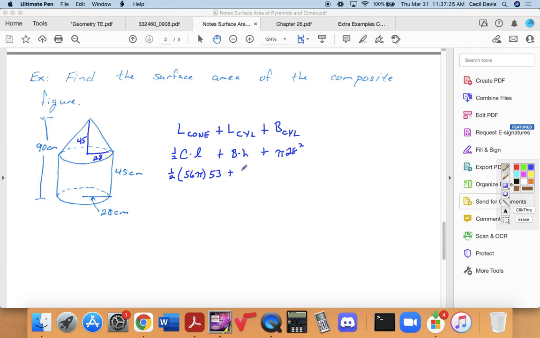Plus, the area of the base is going to be 28 squared pi, so it's 784 pi, times the height of the cylinder, which is 45, plus the area of the base of the cylinder, 784 pi. And you get a whopping 37,548 pi square centimeters.